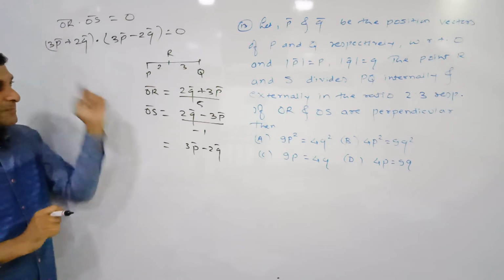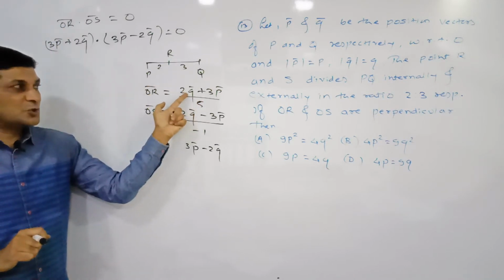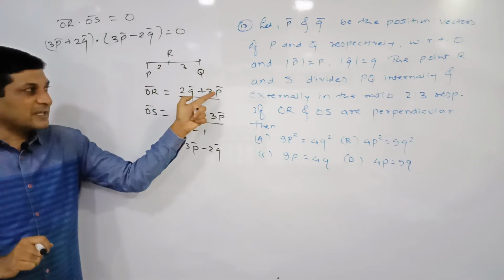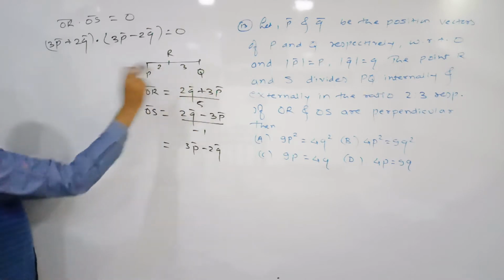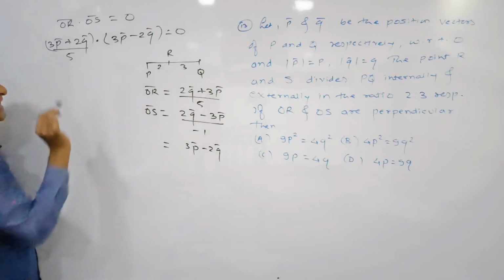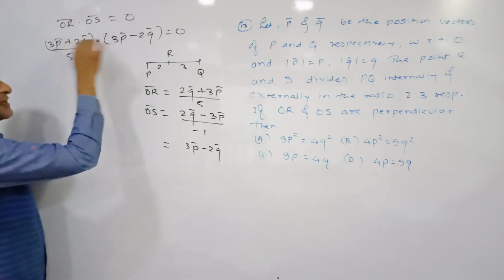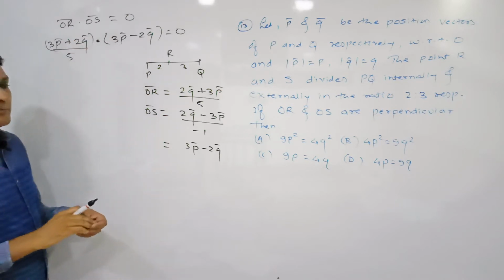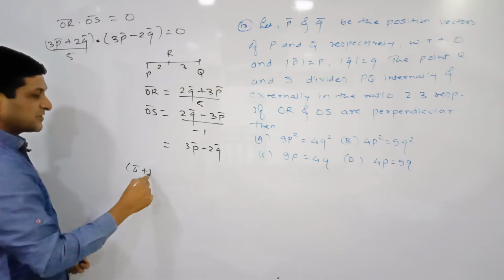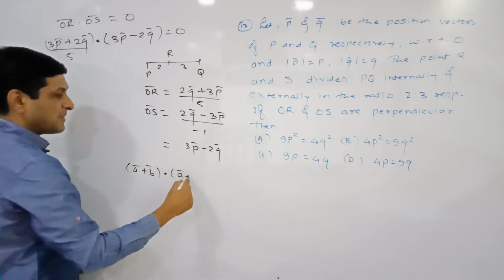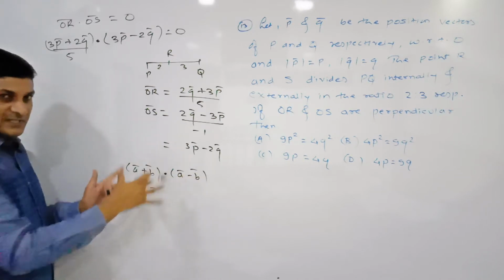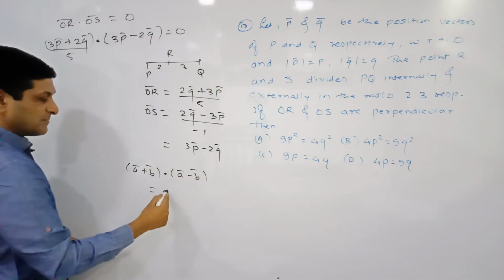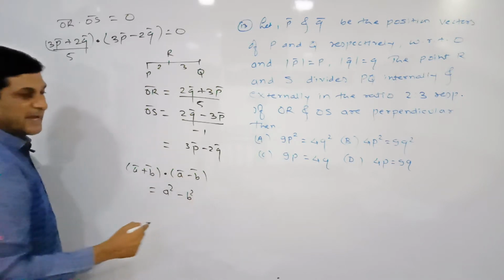Again observe, OR bar is this one. So 2Q bar plus 3P bar can also be written as 3P bar plus 2Q bar divided by 5, keep it as it is. Now we are taking the dot product of these two brackets. These two brackets are in the form of A bar plus B bar dot A bar minus B bar. Already we have seen its simplification part. Lastly, after simplifying, its value is A square minus B square.